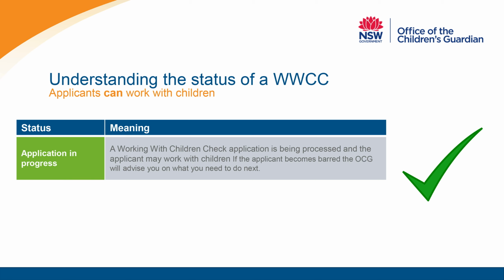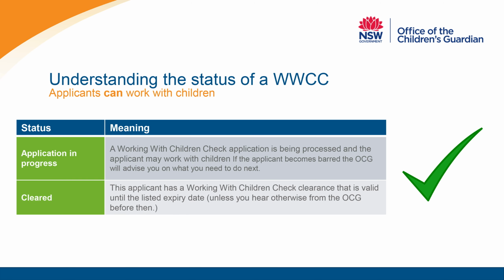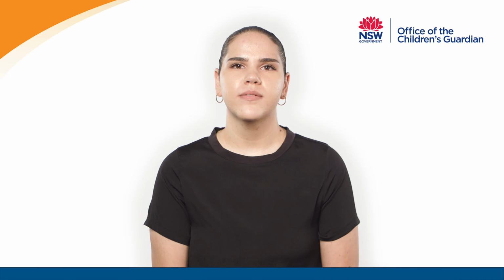Cleared. The applicant is cleared to work with children. These people will have a WWC number, which you should verify. The clearance lasts for 5 years and the person's records will be continuously monitored for that time. If something happens, such as a workplace or criminal record, they may be subject to a risk assessment and could potentially be barred. We will let you know if this happens. This is why it is important to register and verify. At the end of the 5-year period, the person will need to renew their check.